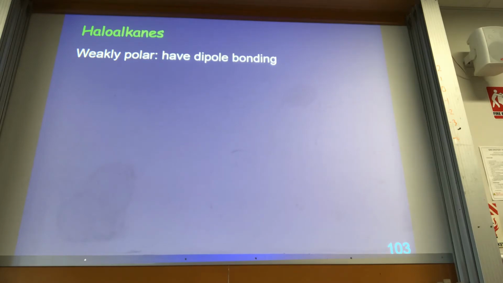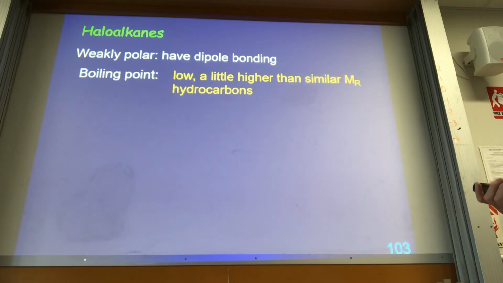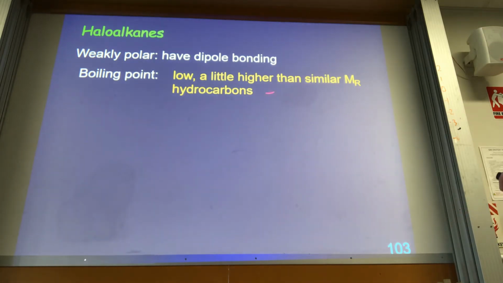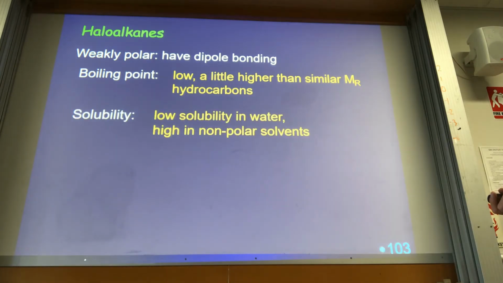Haloalkanes, weakly polar. You've only got that one halo group usually, a chloro or a bromo or something. So there is a small amount of dipole bonding, a little higher boiling point because the intermolecular bonding is a little bit stronger. The dipole bonding adds a little bit to the dispersion forces, but not a huge amount. Significant when you've got molecules with a similar molar mass. Solubility: very slight solubility in water, but they much prefer non-polar solvents.